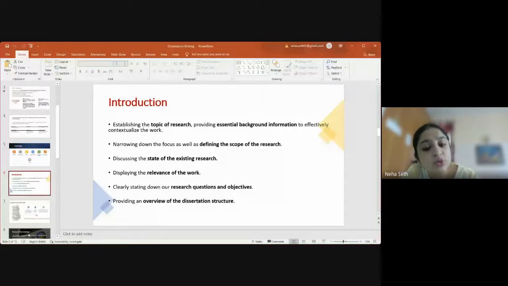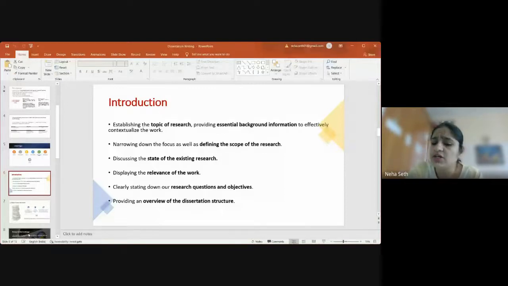It will lead to the relevance of the work. What is the importance of the work? Why are you doing this work? Who is going to use your work in future? What is the purpose of the research work that you are doing? All these things should be mentioned in the chapter of introduction.